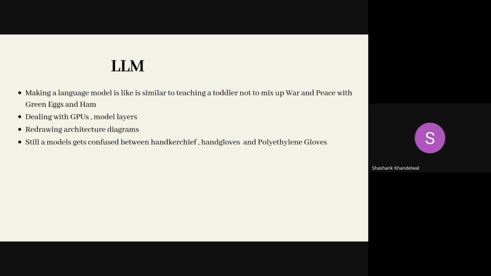So you should have good comprehension, good coherence and fluency, and you have to deal with GPUs and different layers of the model. Many times we read all the architecture diagrams, like let's do this first and then this, breaking down the things. Still, at the end, what we get is a model which easily gets confused between handkerchief, hand gloves, and polythene gloves. You might have experienced all these things.